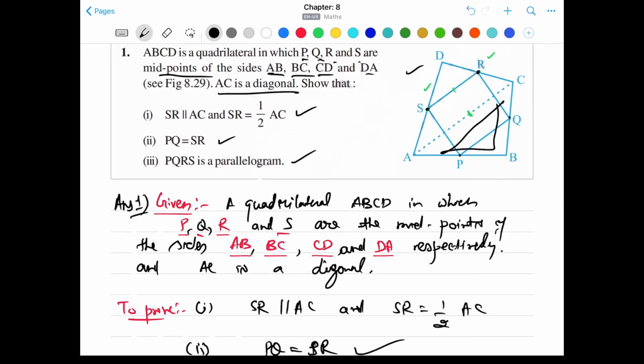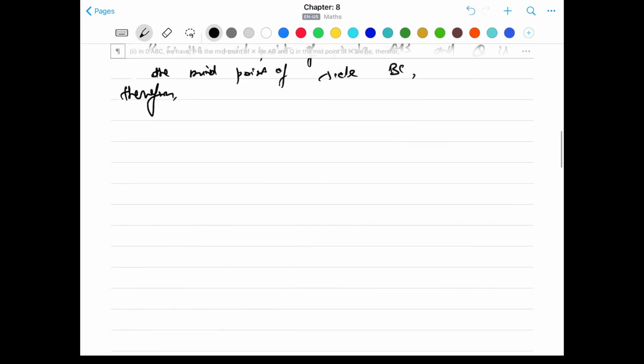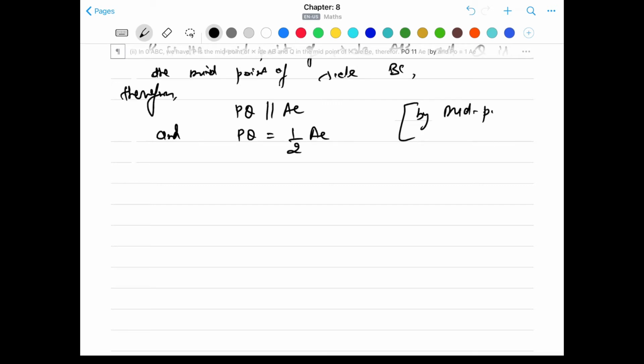again this side PQ will be parallel to AC, and PQ will be half of AC. This is again by the midpoint theorem. Directly applying the midpoint theorem, we conclude that PQ is parallel to AC and PQ is half of AC. Now let's name it equation number 2.